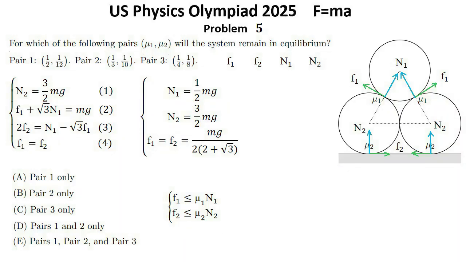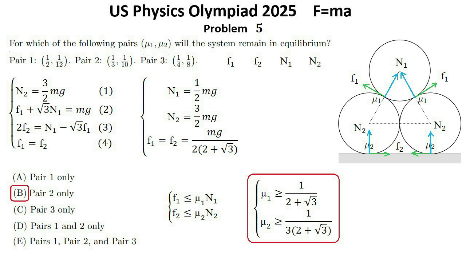Requiring F1 less than or equal to μ1 N1 and F2 less than or equal to μ2 N2 implies conditions for μ1 and μ2. μ1 is good for pairs 1 and 2. μ2 is good for pairs 2 and 3. So the correct answer is pair 2, which is answer B. That was the solution for problem 5.